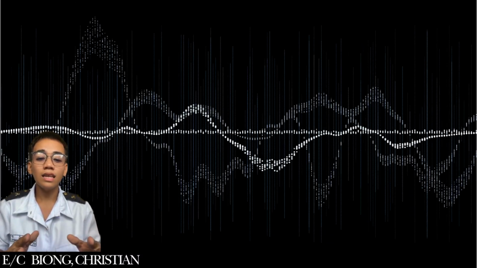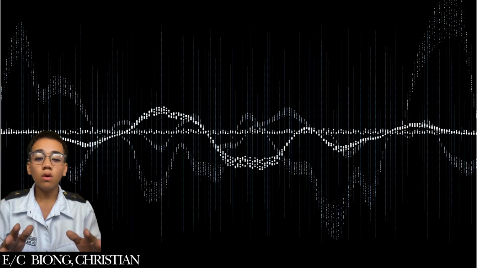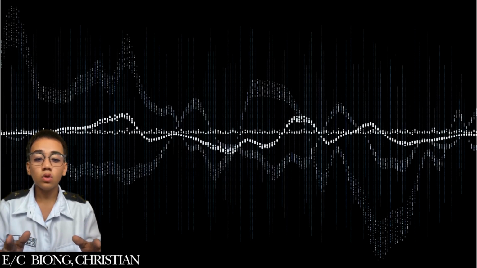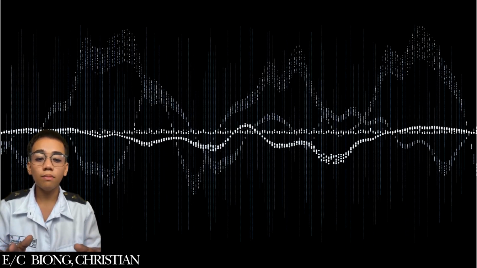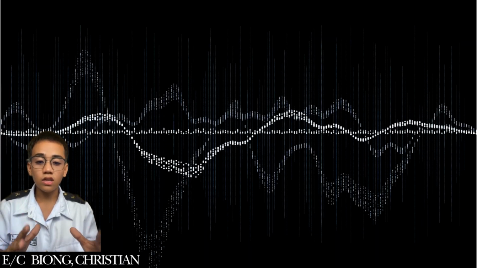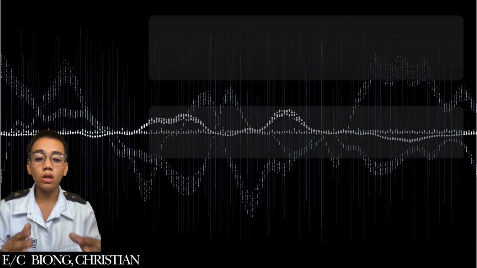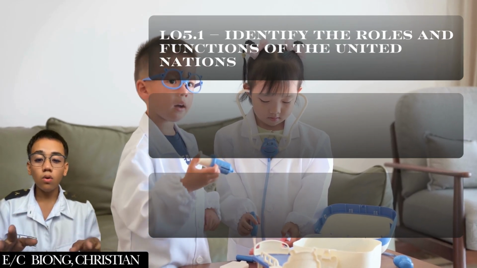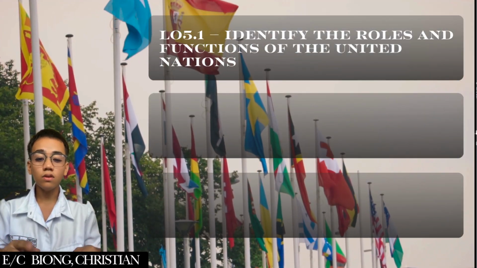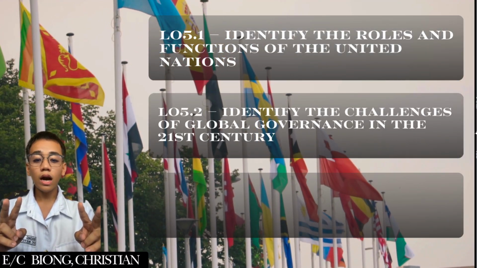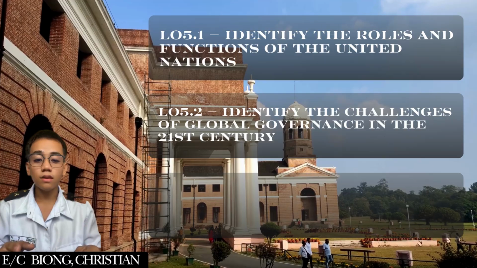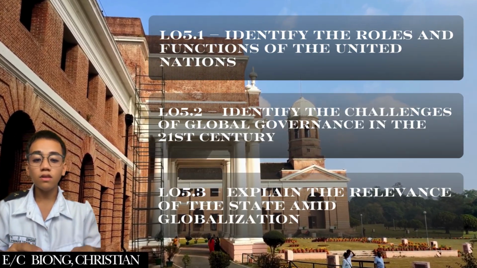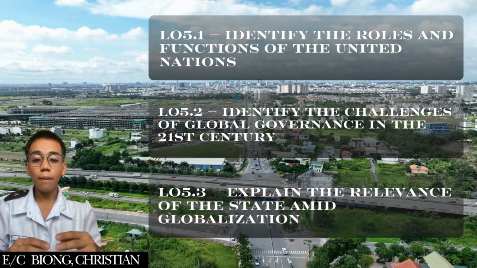This reality gave rise to what scholars call contemporary global governance, the systems through which global problems are collectively managed. Today, our presentation aims to achieve the following learning outcomes. Learning outcome 1: Identify the role and functions of the United Nations. Learning outcome 2: Identify the challenges of global governance in the 21st century. Learning outcome 3: Explain the relevance of the state amid globalization.